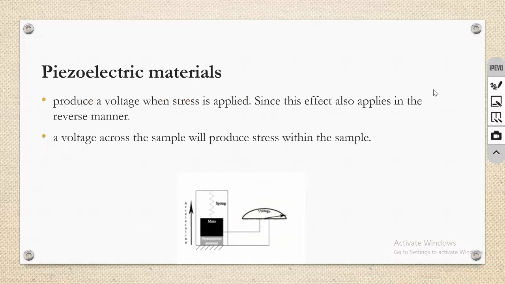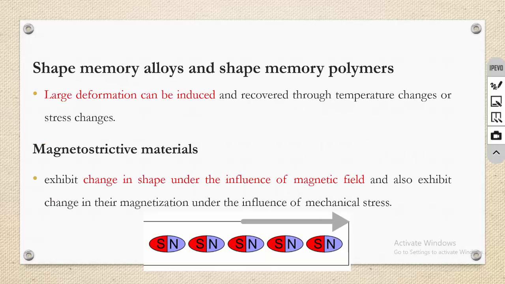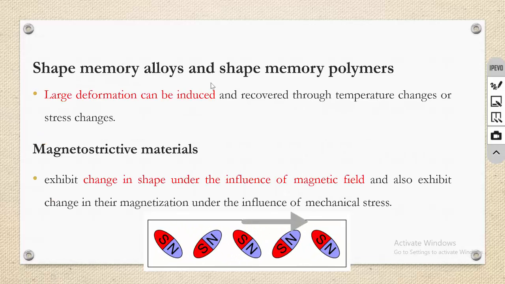So we know very well about the piezoelectric material. It will produce a voltage when the external stress is applied. In the same case, in inverse manner, we can provide an input voltage and we can get a desired amplitude or displacement as the output. So here this piezoelectric material can be used as an actuator. The next one is shape memory alloys.